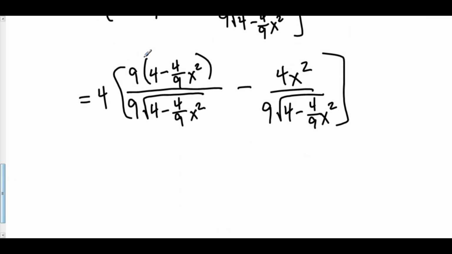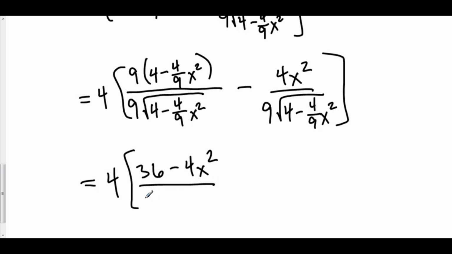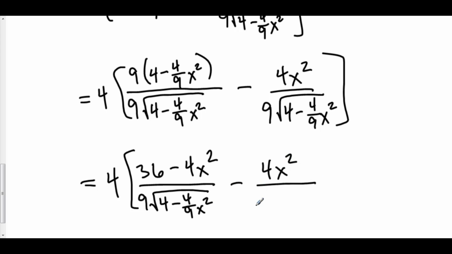Let's distribute the 9 first. This is 4 times, 9 times 4 is 36. 9 times negative 4 over 9 is minus 4x squared. And this is all over 9 times the square root of 4 minus 4 over 9 x squared, minus 4x squared over 9 times the square root of 4 minus 4 over 9 x squared.